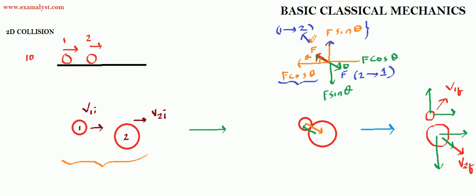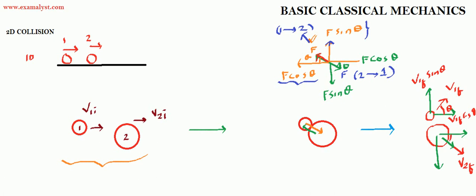Now if this angle is theta, then you see that v1f has two components. So v1f cos theta is responsible for the forward motion of ball number 1, and v1f sin theta is responsible for upward motion of ball number 1. Similarly, this v2f has two components.